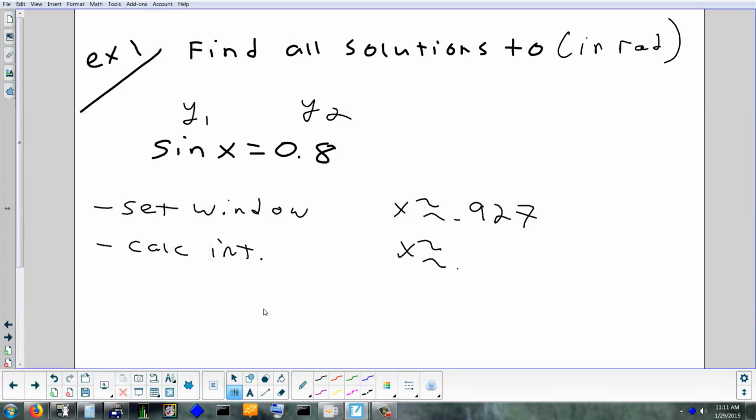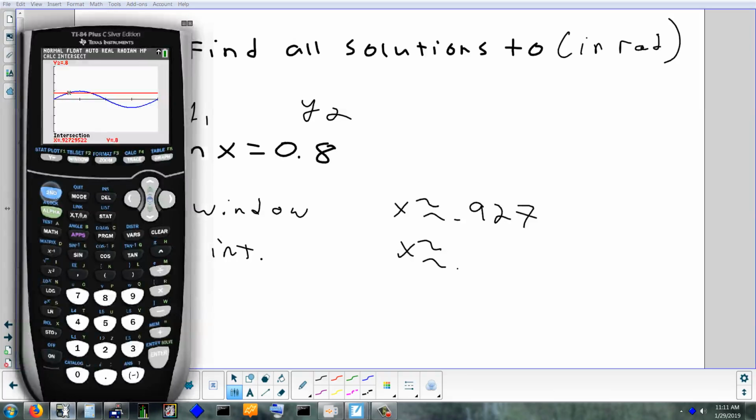We're not done with the 0.927 yet. I'm just writing it down. And the other one, well, I can probably find the other one quicker in my head than doing the intersect. I think in my head, the other answer is in quadrant 2. It's pi minus 0.927. I'll do the intersect, but I already know it's going to be about 2.21. I think the intersect takes longer myself. But 2.21. 2.214.